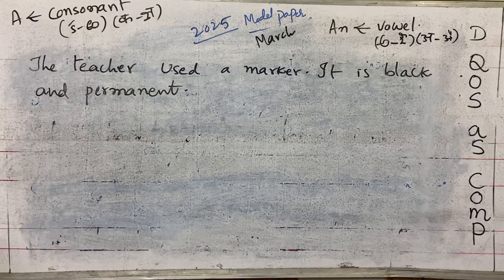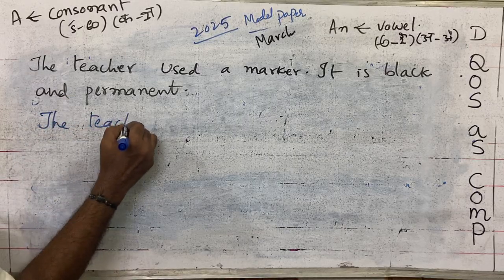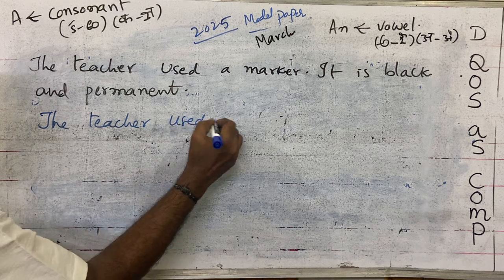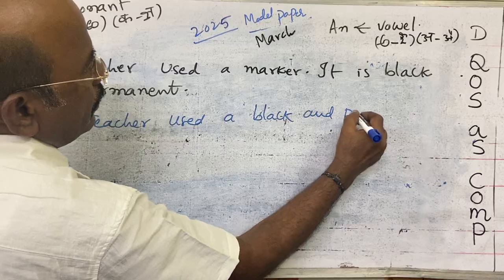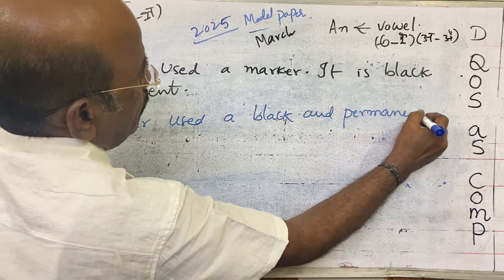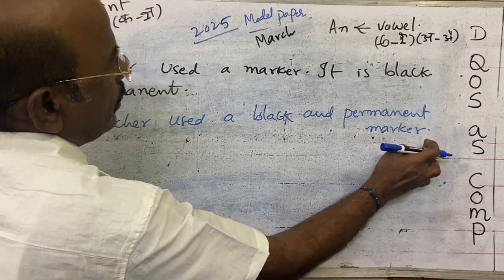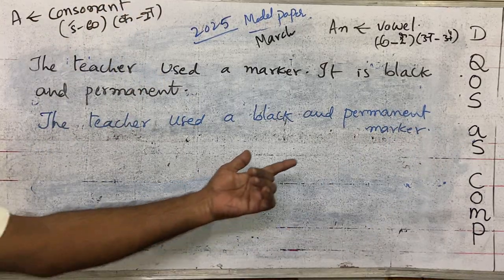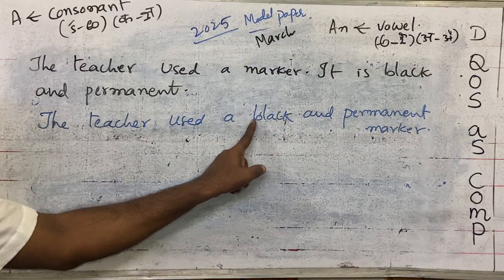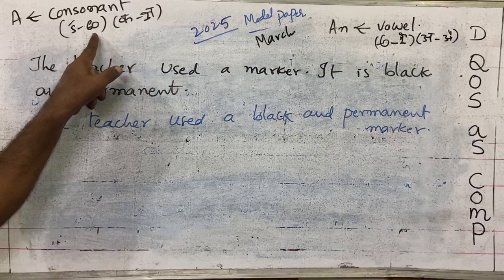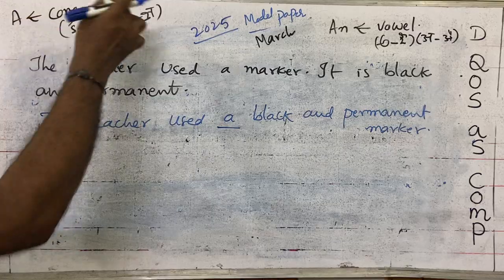That is, the teacher used a black and permanent marker. Permanent marker. For this, the adjective phrase is given here itself, and before that, as it is the ba sound, a is used. Like kato, papa, ba, like that. So a is used here. Before this is the ba consonant sound.